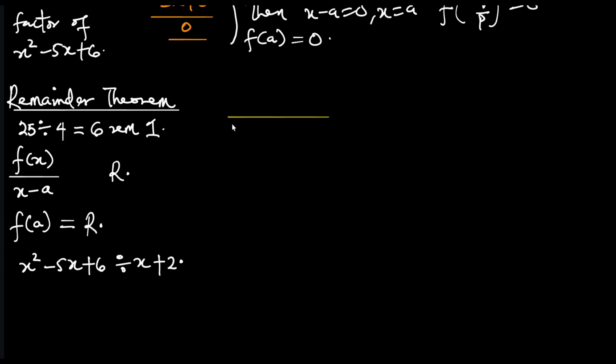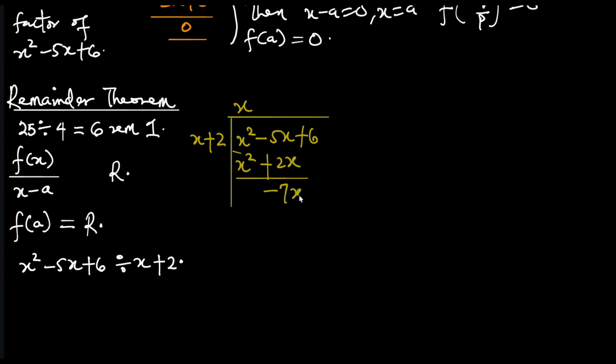Then it means we're going to be having something like this: x squared minus 5x plus 6, and here we have x plus 2. So when you divide through, you have x. This is going to be x squared. This is going to be plus 2x. When you subtract, you have a negative 7x here. If I bring down the 6, and we take x again to divide this, we have minus 7. Now if you multiply back, you have minus 7x minus 14.